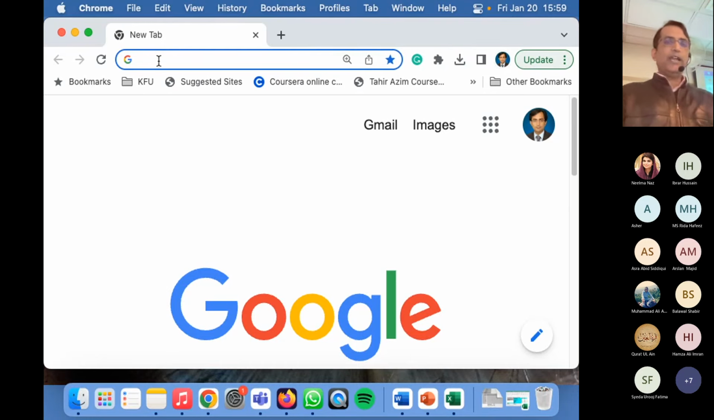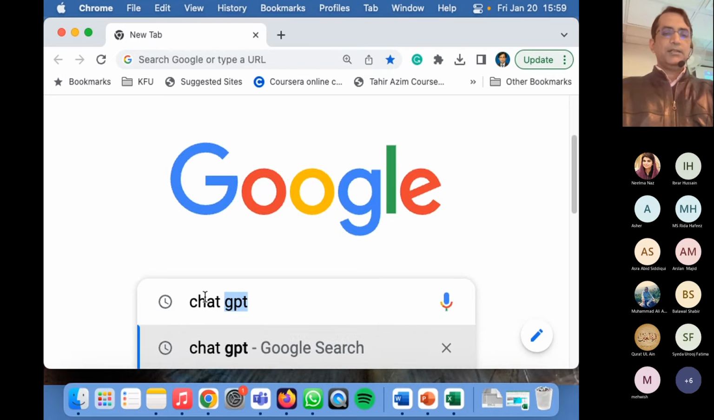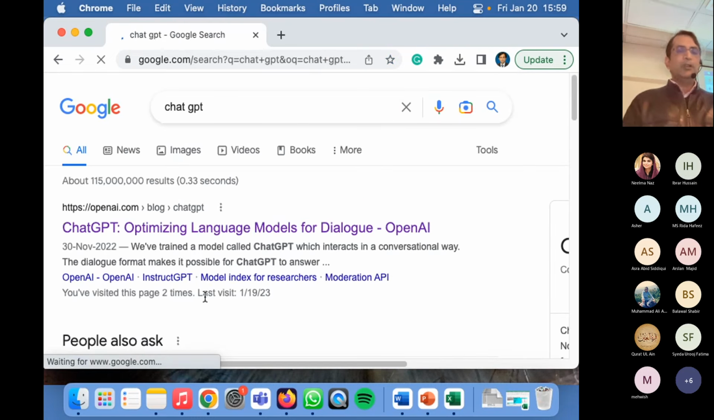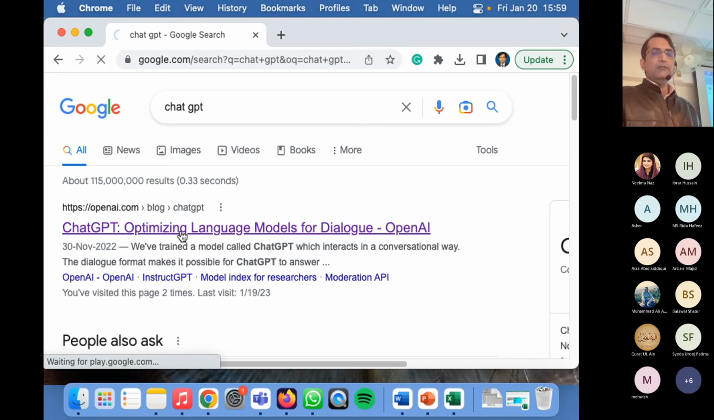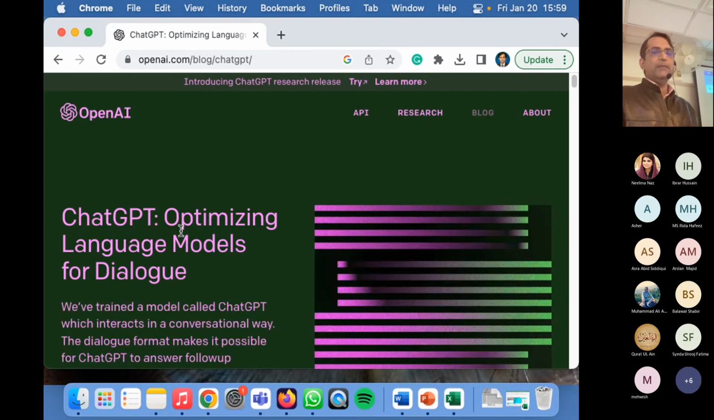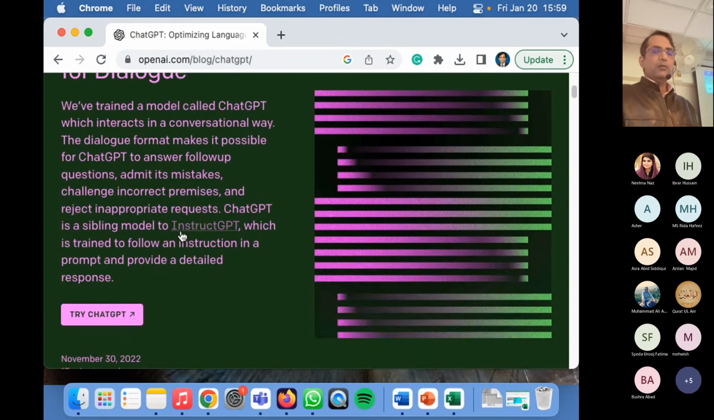Now I'm going to give the demo for anyone who wants to join. First of all, I just type ChatGPT on Google. Okay, here we go. The first link you get is the ChatGPT model. I hope you can see this website. Can someone from the online viewers tell me whether this is visible? The OpenAI website, it's visible. Okay, thank you.